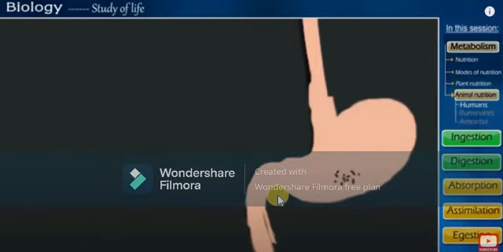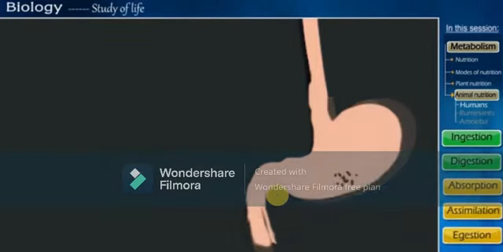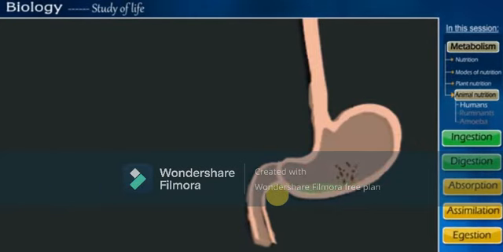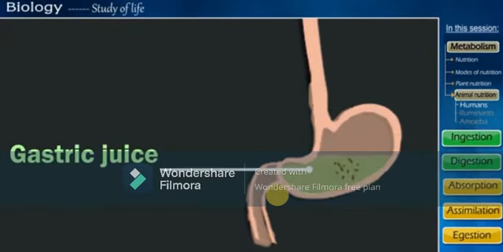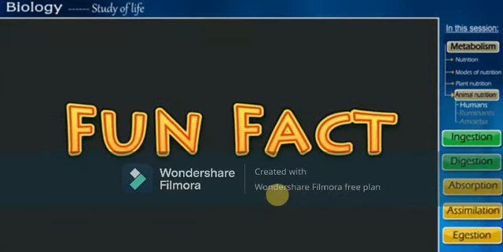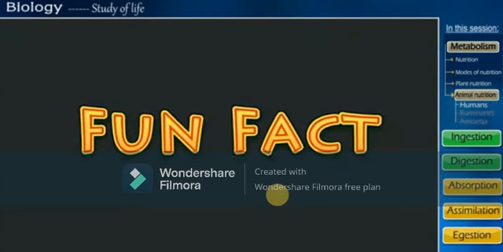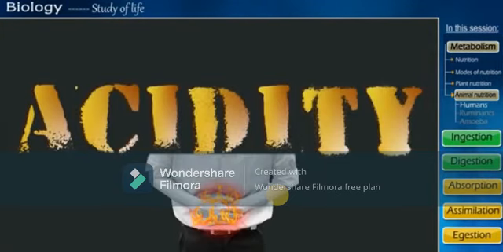So when food enters the stomach, the gastric glands found in the stomach wall are stimulated to secrete gastric juice. This gastric juice is composed of mucus, hydrochloric acid, and protein-digesting enzymes. There is a fun fact about the acidity in the stomach. What is meant by this acidity? The hydrochloric acid present in the stomach actually helps the digestion of the food.